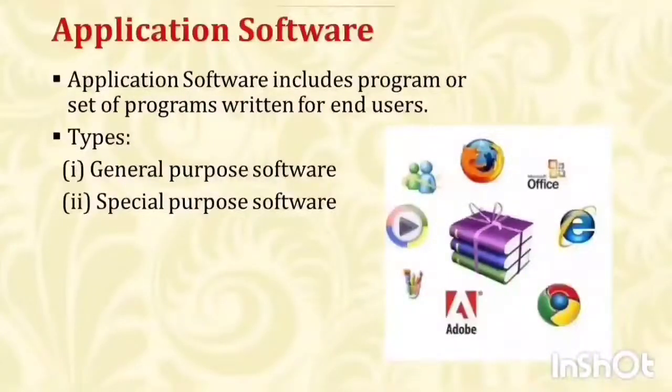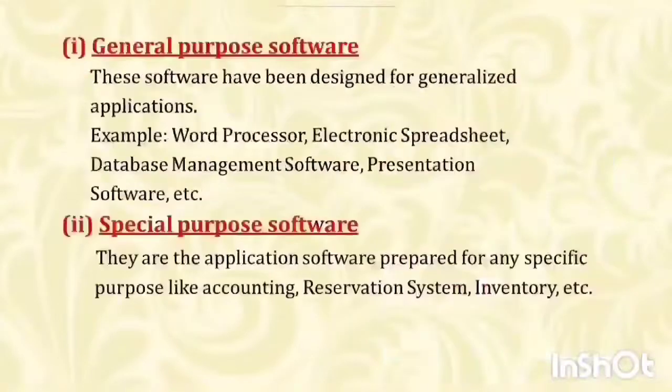Application software. Application software includes program or set of programs written by end user. So there are two types of application software, that is general purpose software and special purpose software. A good example of general purpose software is Microsoft Office. Microsoft Office is an application software which is commonly used by everyone.